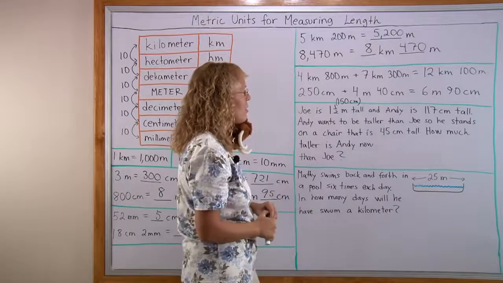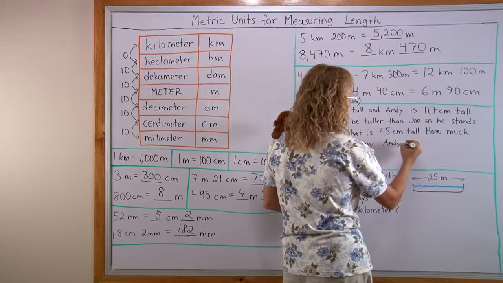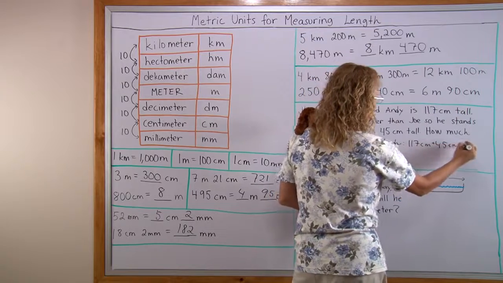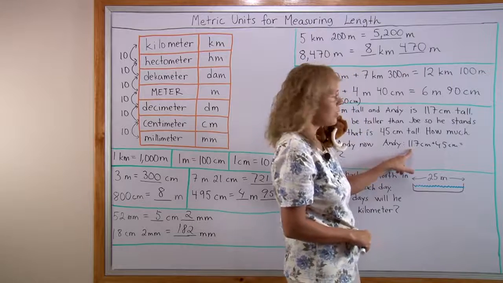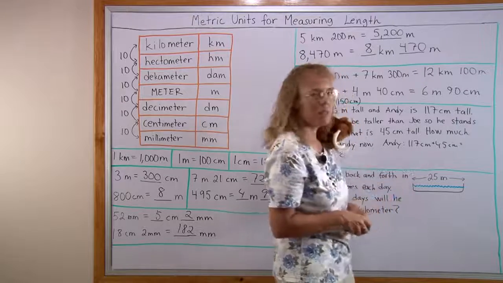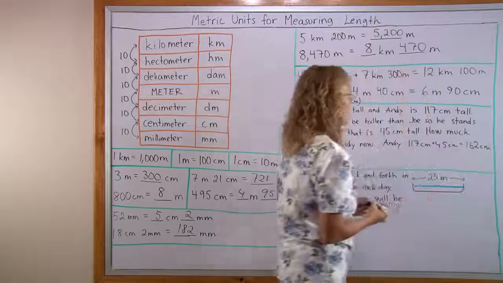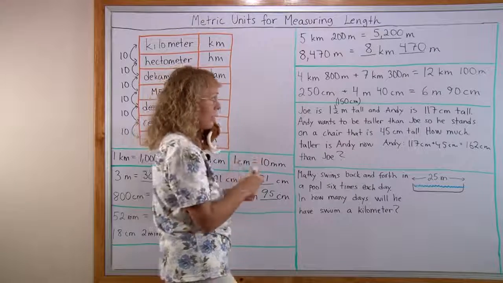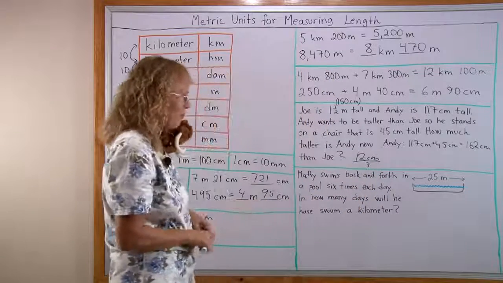When Andy stands on this chair, Andy will be how tall? We add these. Okay, this would be, if this was 120 plus 45, we would get 165. And it is 3 centimeters short of that, 162 centimeters. And Joe being 150 centimeters, we look at the difference, it's 12 centimeters difference. So that's how much taller he is than Joe.